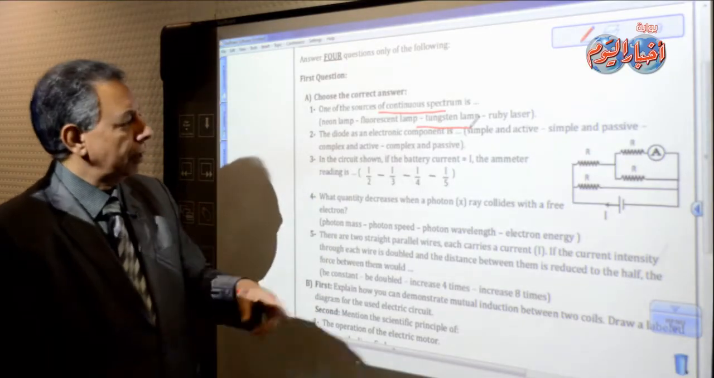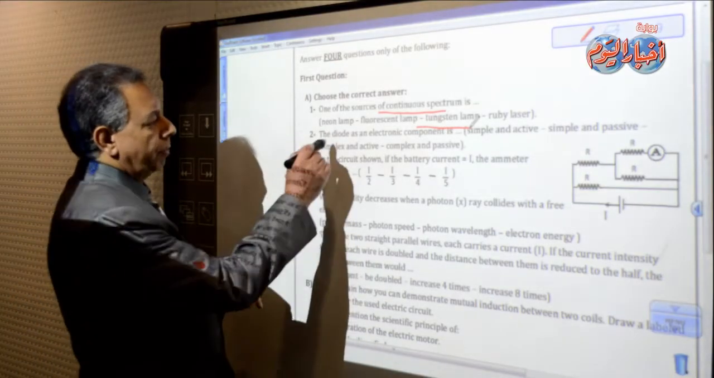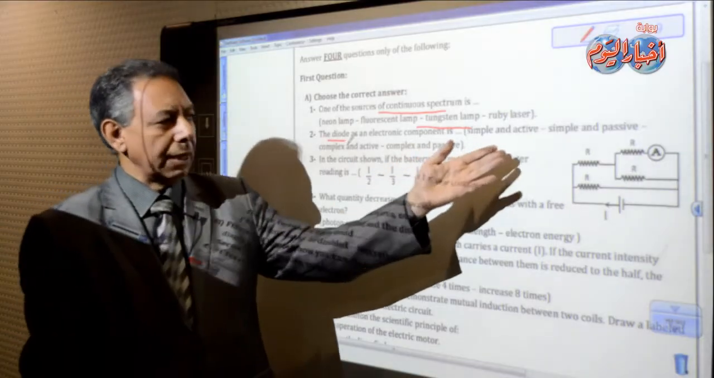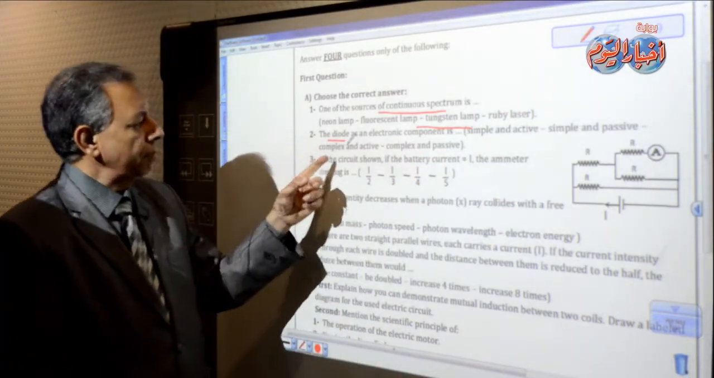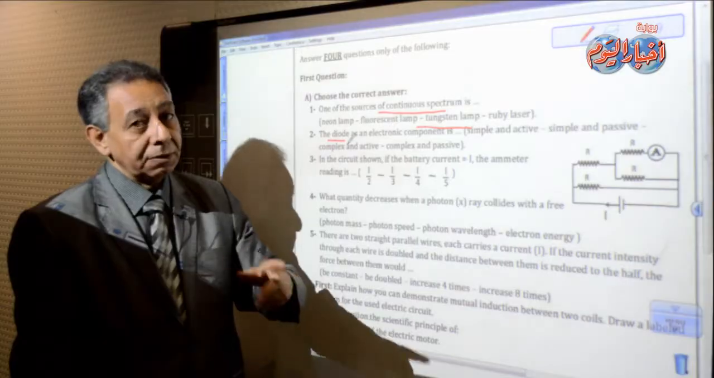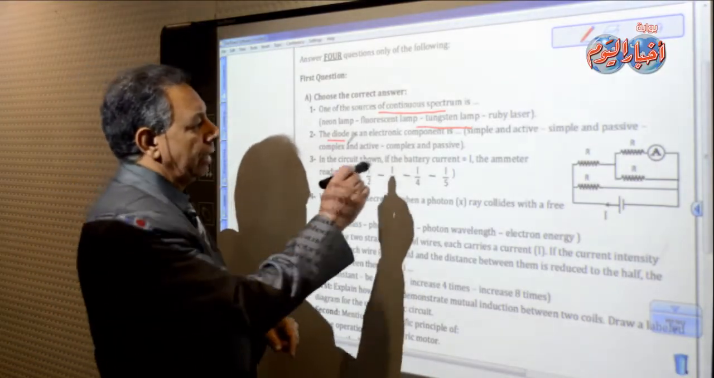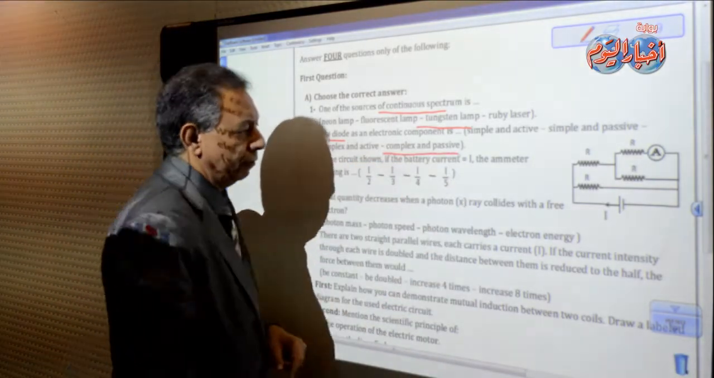So, what do you think? Is the diode, the p-n junction, simple and active, simple and passive, complex and active, or complex and passive? Yes, the perfect answer is complex and passive.